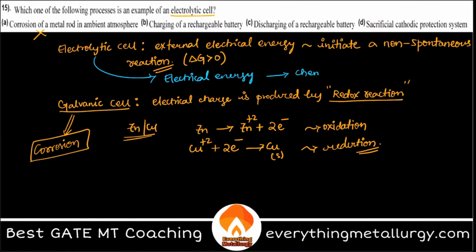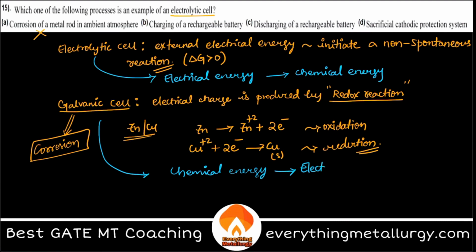Okay, electrical energy is converted into chemical energy, which is just opposite to what is galvanic cell. So here chemical energy is producing my electrical energy. Okay, so chemical energy is basically converted into electrical energy. This is in the case of galvanic cell. Okay, so you can see the options now.